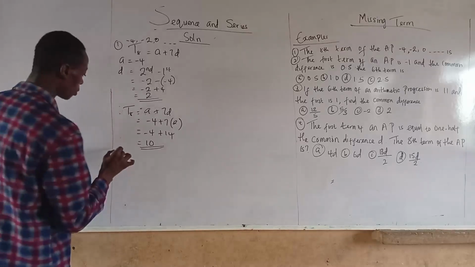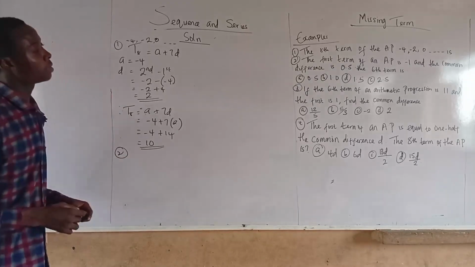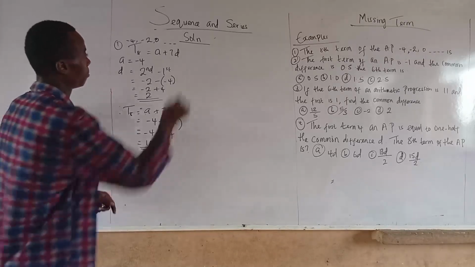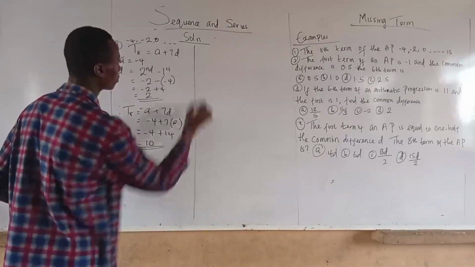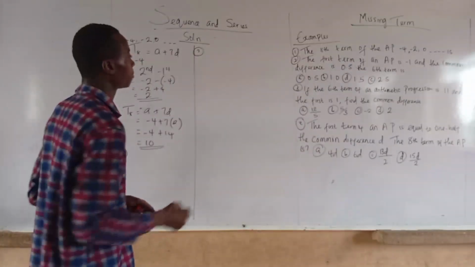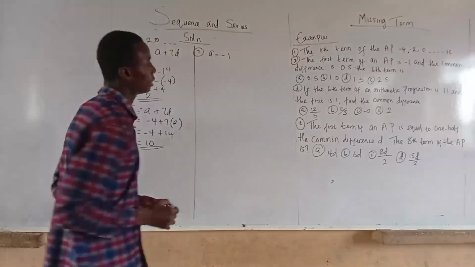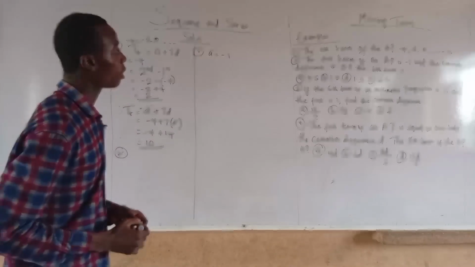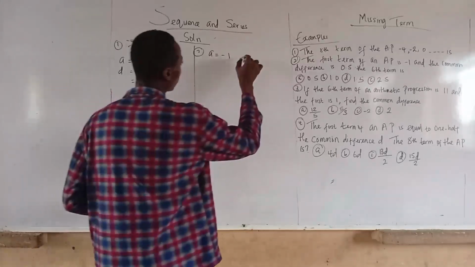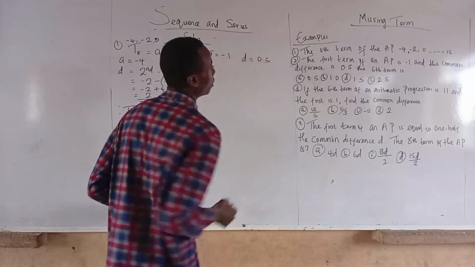Moving on to the second question, number 2. The first term of an AP is minus 1. Let me solve it right here. They say our first term is minus 1, and the common difference is 0.5. So our common difference is equal to 0.5.